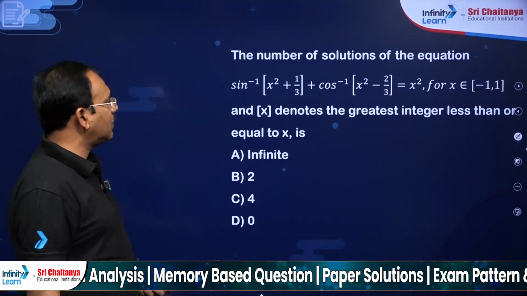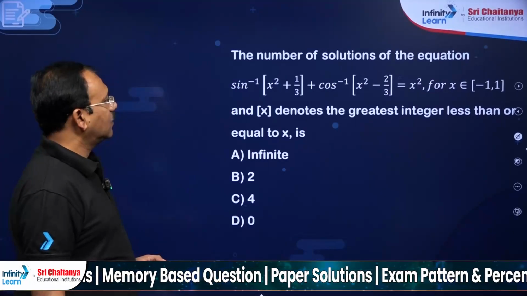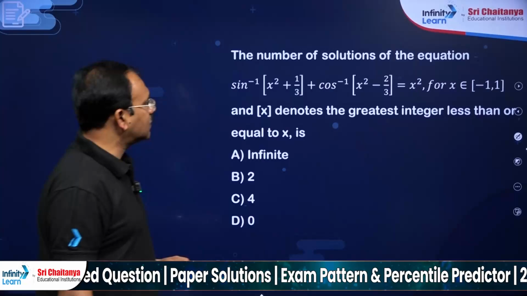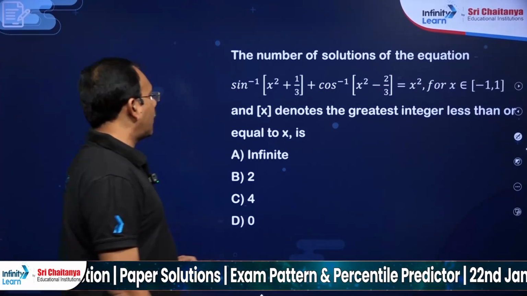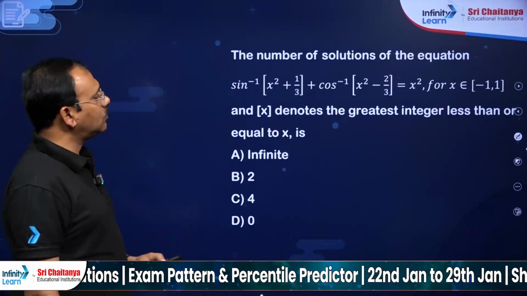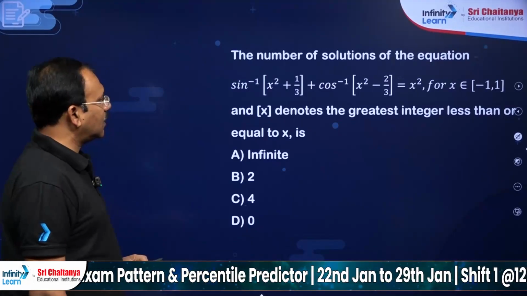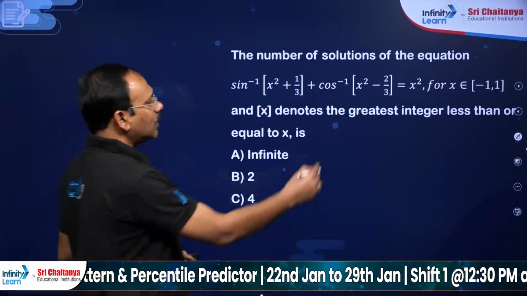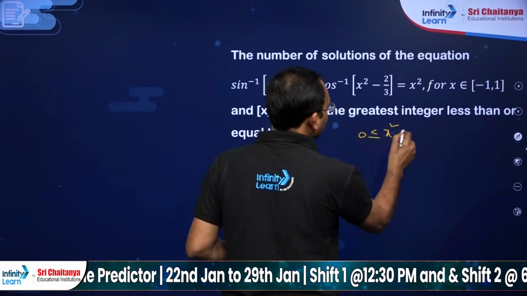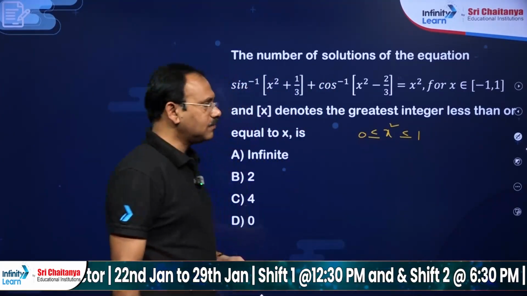Next, you see, the number of solutions of the equation sin inverse of step x square plus 1 by 3 plus cos inverse of step x square minus 2 by 3 is equal to x square, where x belongs to minus 1 to 1. Step x denotes the greatest integer less than or equal to x. How many solutions will be there to this particular equation?